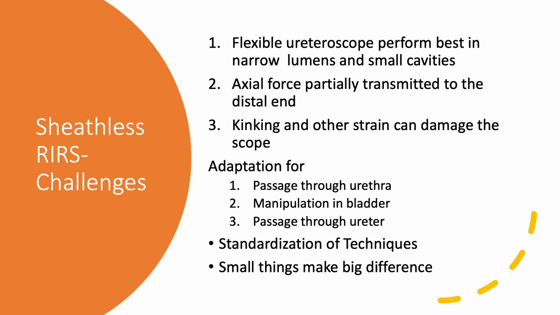Secondly, the axial force we apply to the proximal end of the scope is only partially transmitted to the distal end. A significant amount of the force will get dissipated in other directions at the sites of bends or angulations. This will effectively place strain on the scope and produce kinks, adding to the strain of the fibers of the scope.